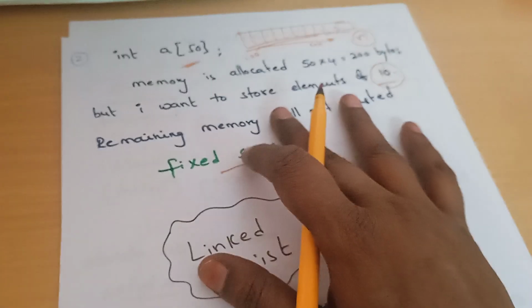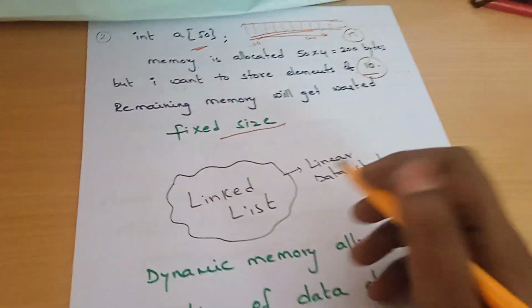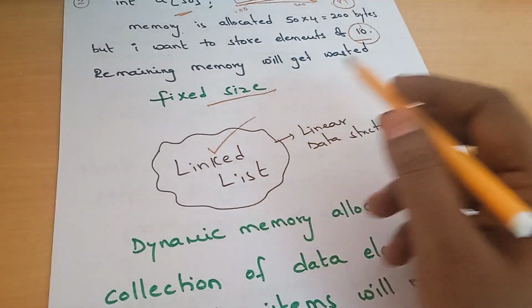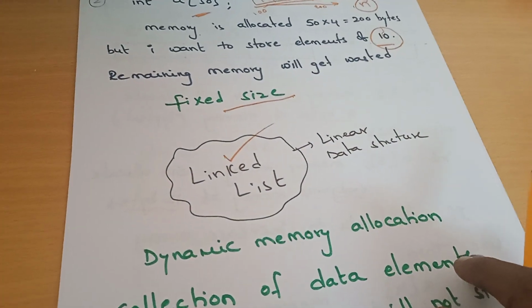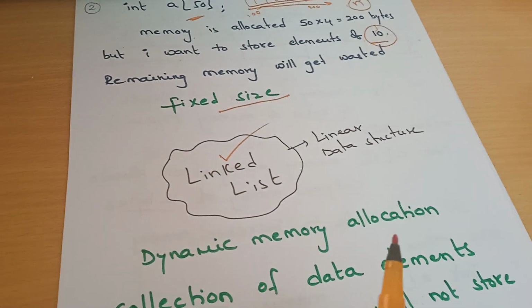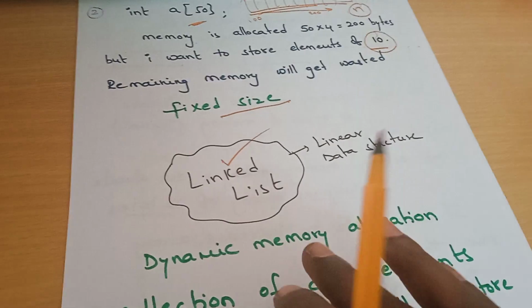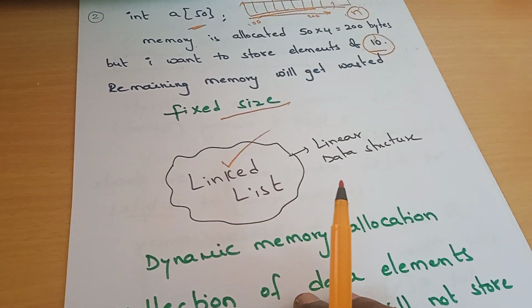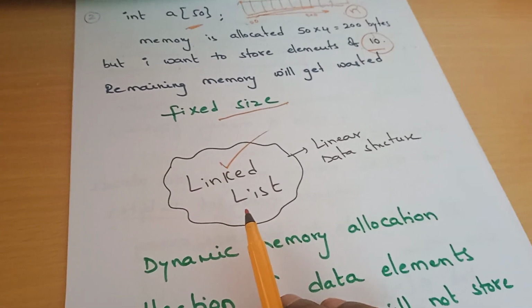To overcome these two issues, we'll provide a solution which is linked list. Did you understand? So the first drawback is what? It is contiguous memory locations. The second is what? Fixed size. So now the solution is linked list.